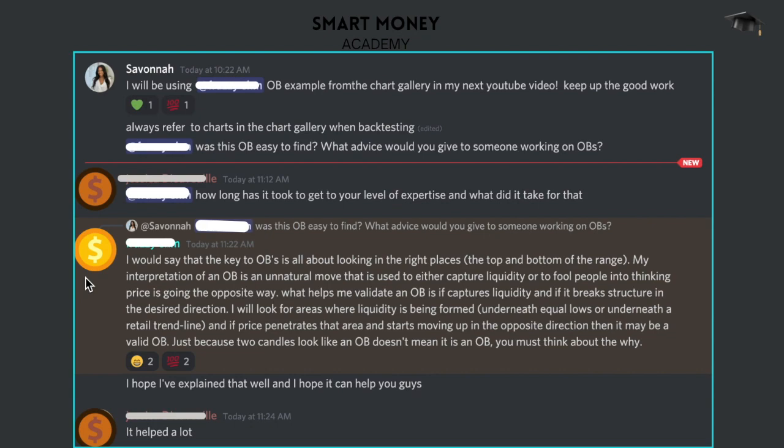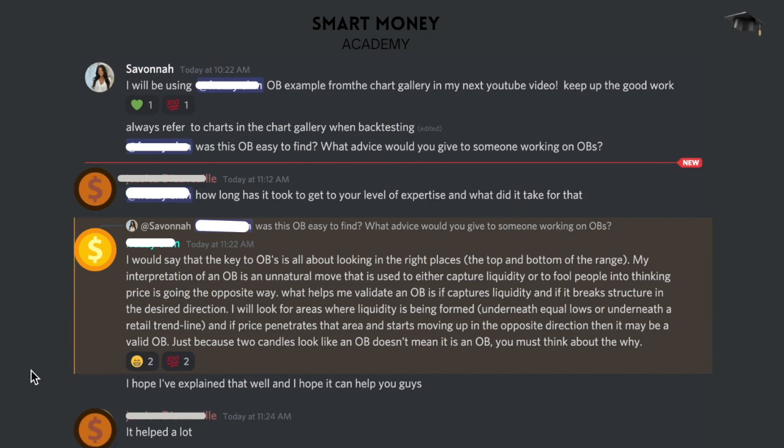Just because two candles look like an order block doesn't mean it's an order block. You also must think why. Beautiful explanation, guys. I hope I explained that well, and I hope it can help you guys.